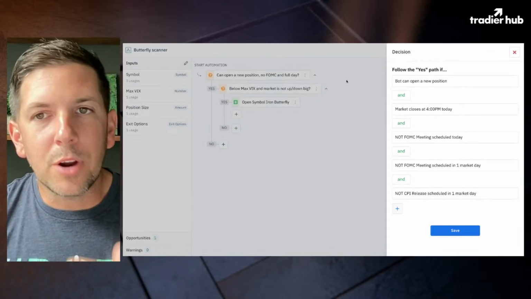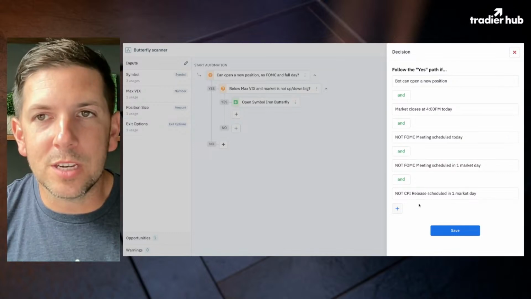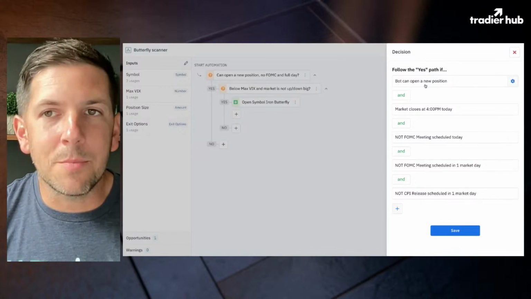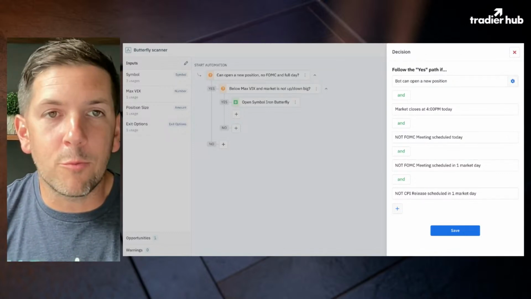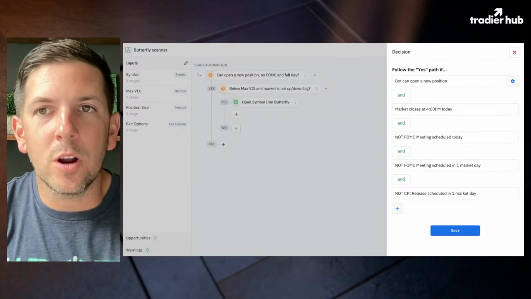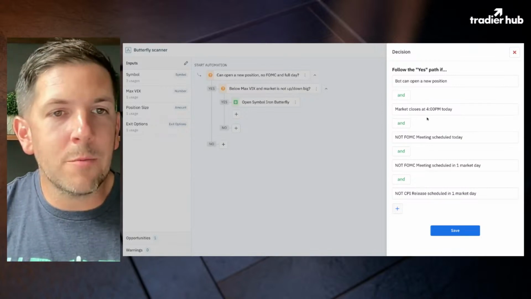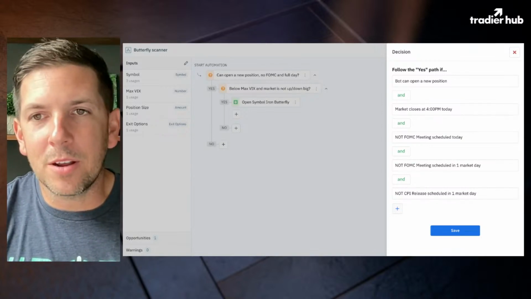You could break this out into different decisions if you want to. You can add them as a group decision here. So in here, we said, can the bot open a new position? Like, does it even have room to open a new position, so it's not managing its other position from before? Does the market close at 4 p.m.? So it's a full trading day, which is what we want. It's not a half day or a market holiday.